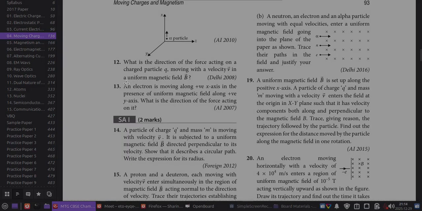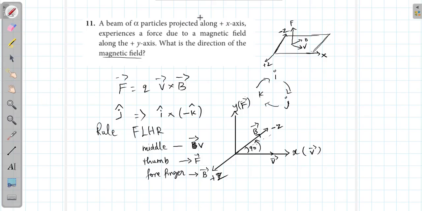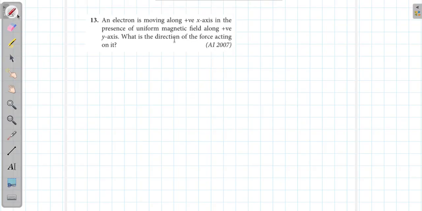We'll take this question. Here they have asked the direction of force, so it is easy. In the previous case, they asked the direction of the magnetic field, so we could not directly write the answer. But in this case, the direction of the electron, the motion of the electron.